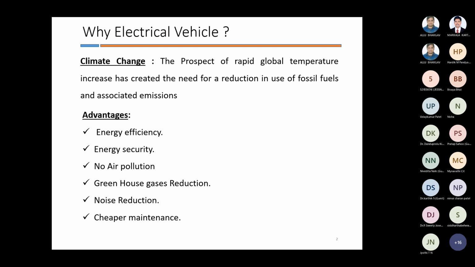Next, cheaper maintenance. In a fully electric battery vehicle, there will be a battery and a motor, and the IC engine is absent. So there will be no requirement of lubricants, which leads to cheaper maintenance. In addition, EVs produce very little vibration, which is a benefit to human beings.